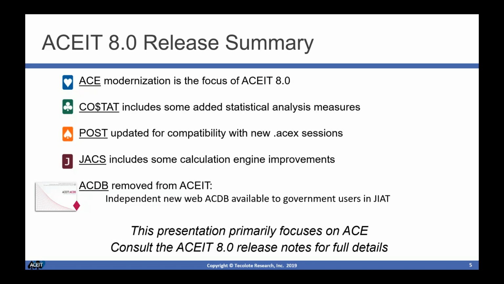One of the things that was removed from the software is one of the integrated tools called the Automated Cost Estimator and Database, or ACDB. That tool has now, at the request of the government, moved into the Army's JIAT tool, the Joint Integrated and Analysis tool. So ACDB has not gone away, it's just moved to a web-based platform, which is more appropriate for building databases.